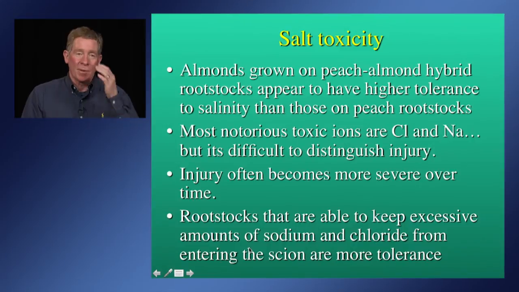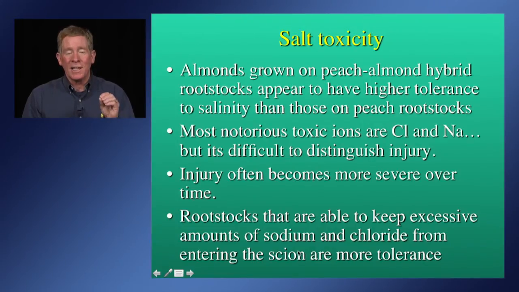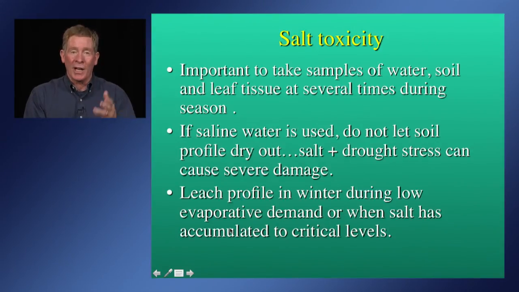So now I just want to summarize some of the key take-home points of this presentation. First of all, almonds grown on peach almond hybrid rootstocks appear to have higher tolerance to salinity than those on the peach rootstocks. In other words, those on the Brights or the Hansen tend to be a lot more tolerant than the others. The most notorious toxic ions are both chloride and sodium, but it's not easy to make a distinction between a chloride toxicity and a sodium toxicity. Injury often becomes more severe over time. And rootstocks that are able to keep excessive amounts of sodium and chloride from entering the scion are much more tolerant than those that readily take it up and translocate it to the scion.